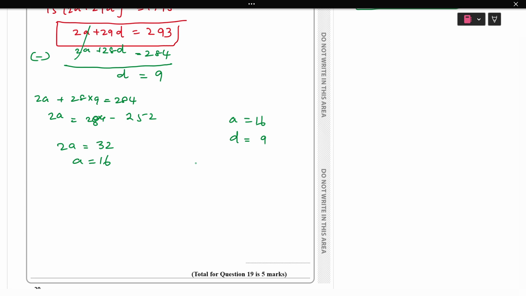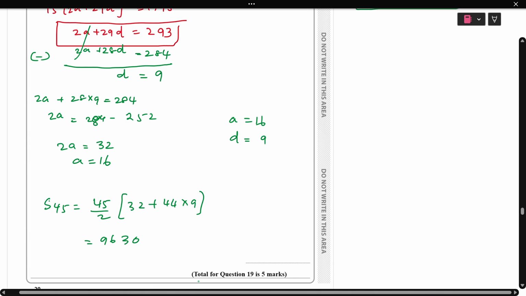We need to find S45. So S45 equals 45 over 2 into 2 times a, which is 32, plus 45 minus 1, that is 44, times 9. When we calculate, we'll get 9630. That's the answer, 9630.